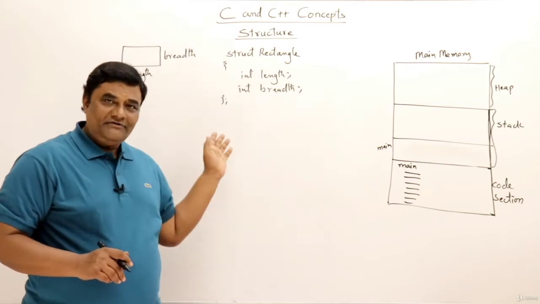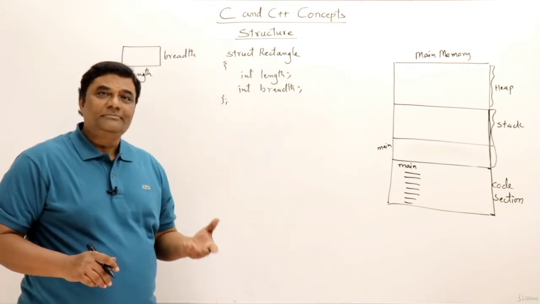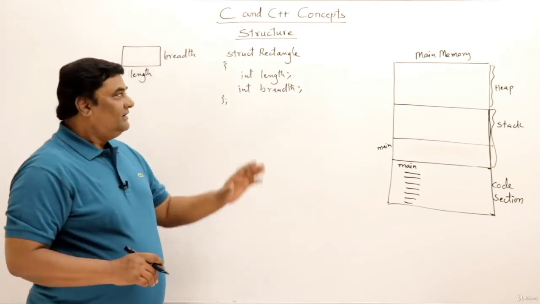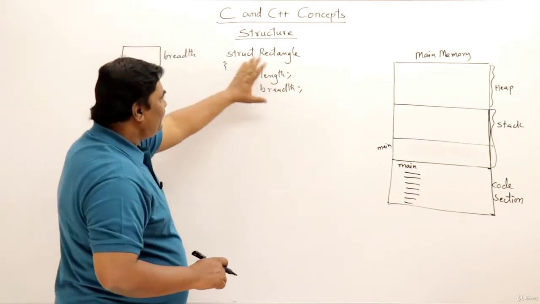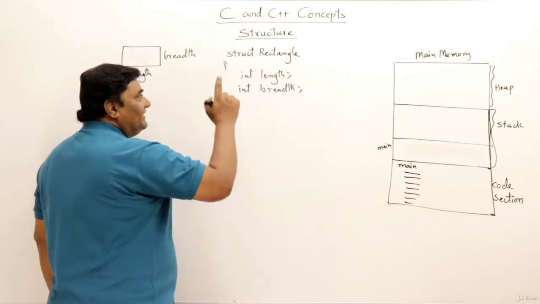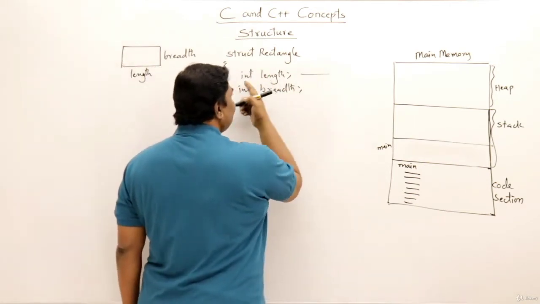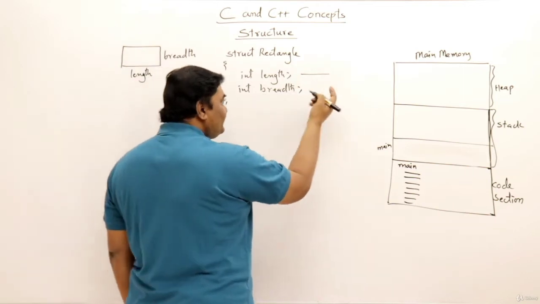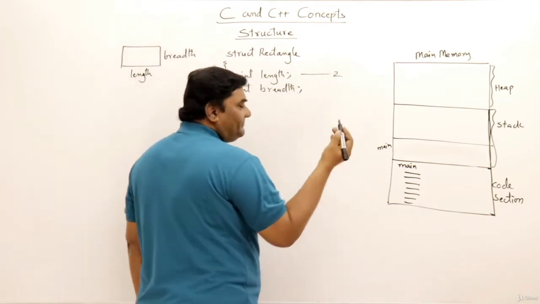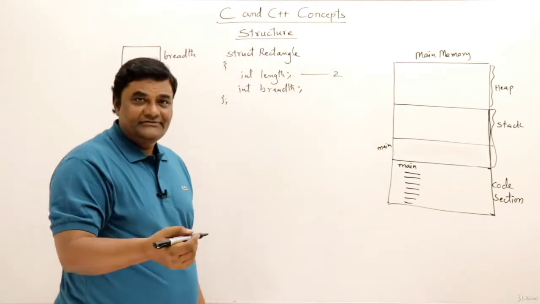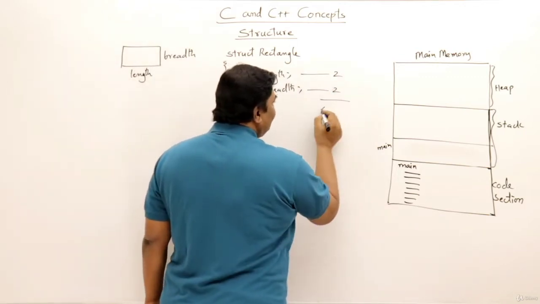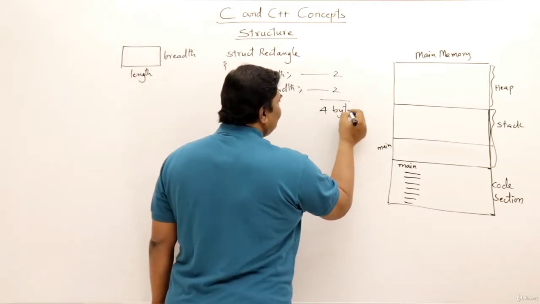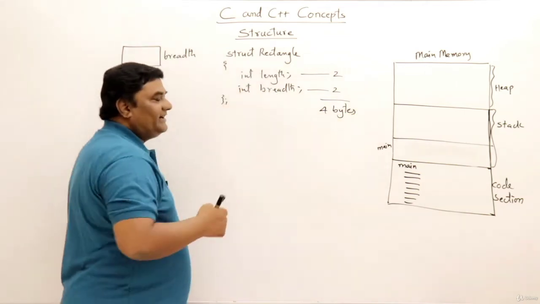I have taken an example of a rectangle. I'll be showing you more examples of structures later on. So let us learn further. Now, how much memory will this rectangle consume? It has two members. This length is integer type; if I assume an integer takes 2 bytes, or it may take 4 bytes, but I am assuming 2 bytes. Now breadth also takes 2 bytes. In total, it is 4 bytes of memory. So this structure takes 4 bytes of memory.